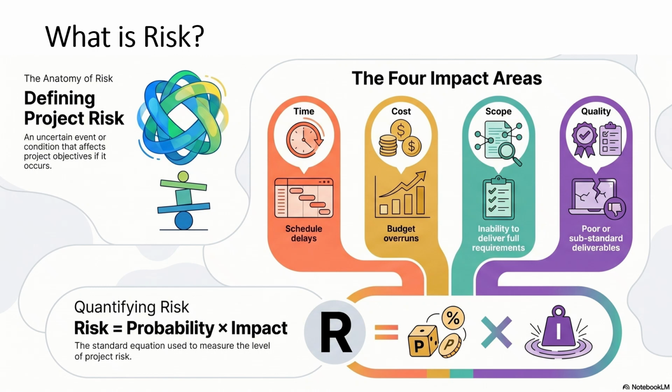Now, look at the simple formula below. Risk equals probability multiplied by impact. This helps us understand how risk is often assessed. Probability refers to the likelihood that a risk may occur. Impact refers to the seriousness of its effect if it happens.